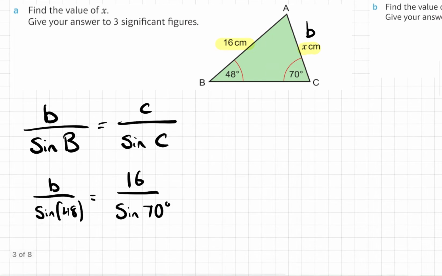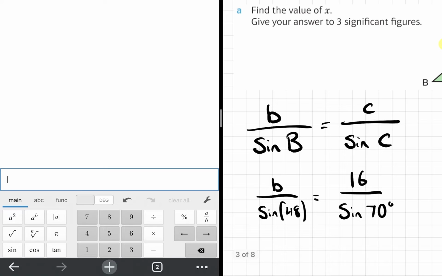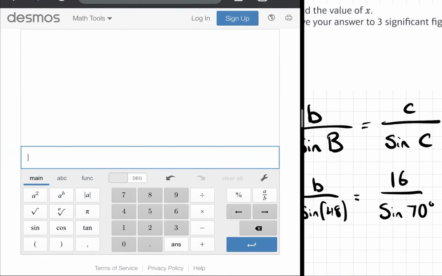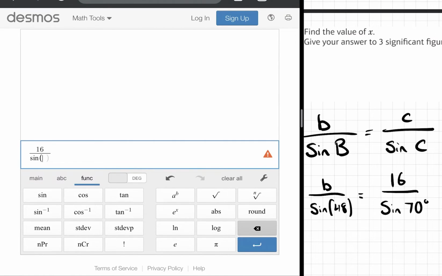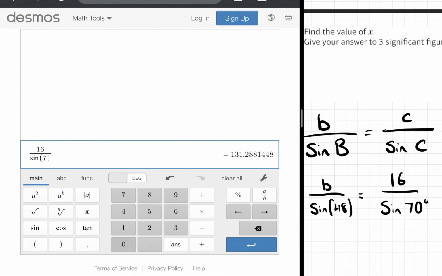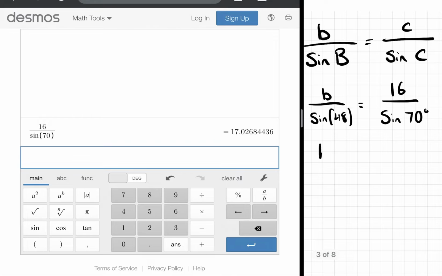Great, this is where you want to get your calculator out. So I want to get mine up here, so you can see mine. So here we are. 16 divided by sine of 70. Hit equals. So now we can say b over sine 48 equals 17.02 and so on.